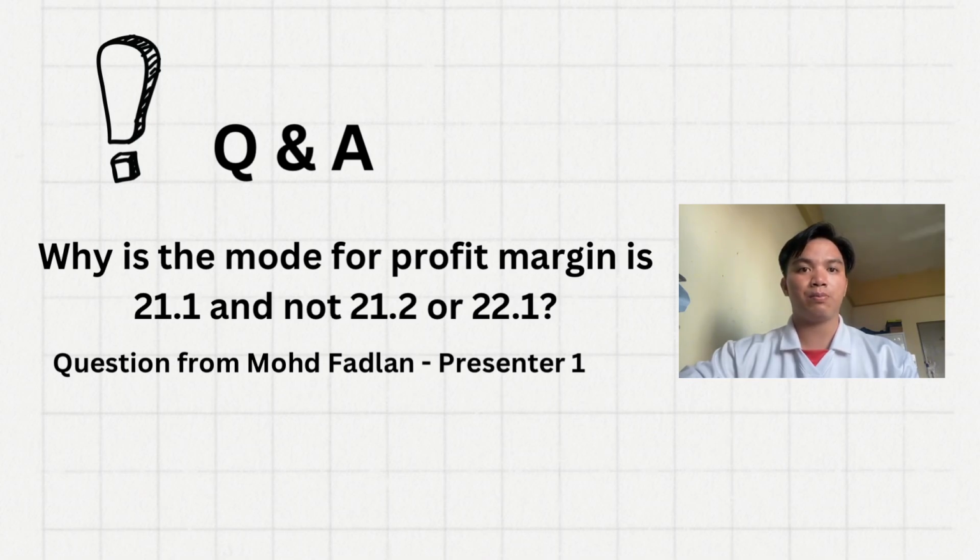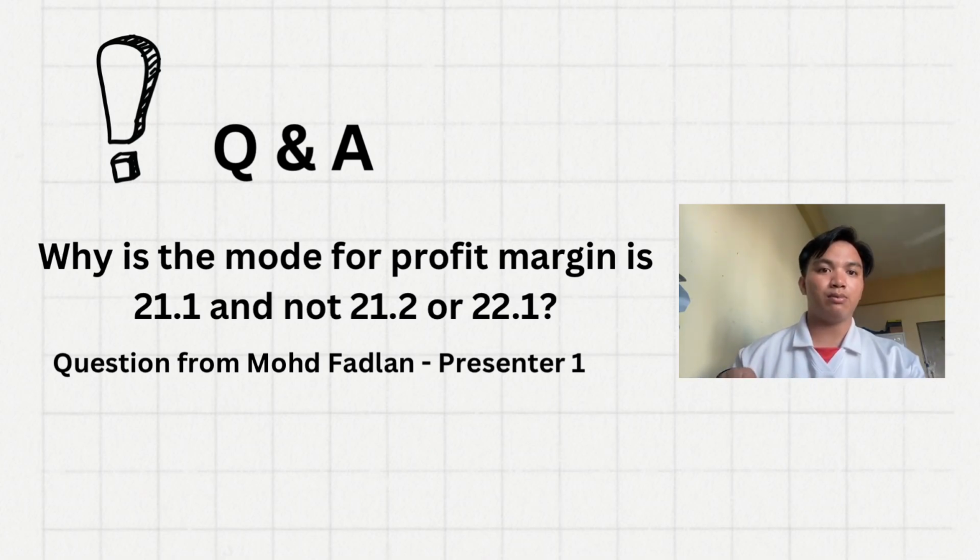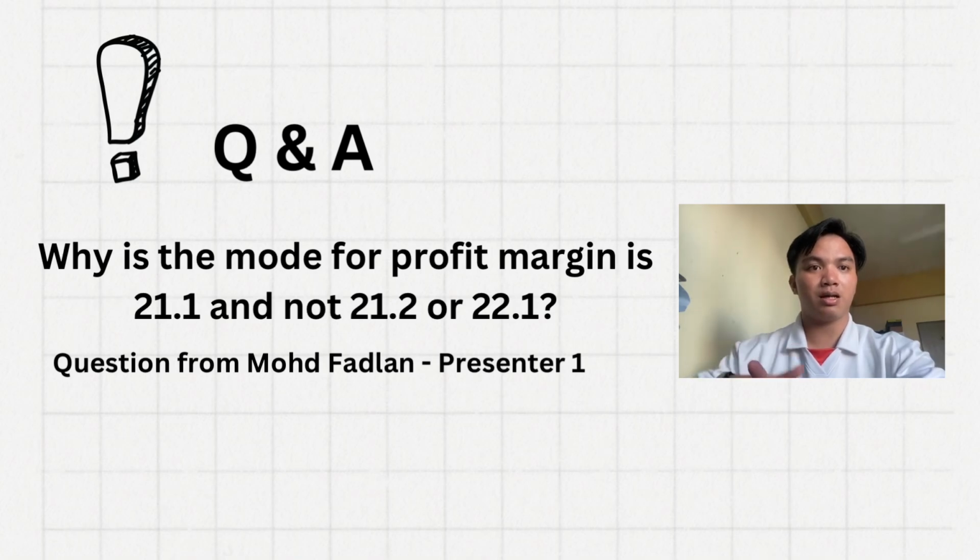21.2% and 22.1% only appear once in the data, so they cannot be the mode. To identify the mode, simply check the frequency of each value in the dataset. If multiple values share the highest frequency, the data can be classified as bimodal or multimodal. If not, the value that repeats in the dataset is the mode. This is all for the answer.